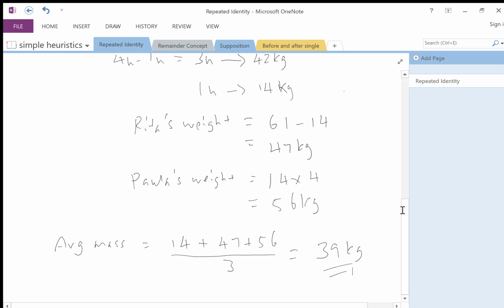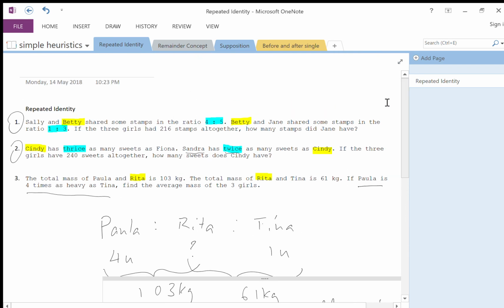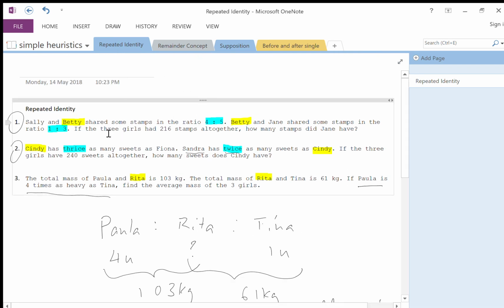kilograms. Right? So just to summarize again, this is a repeated identity type of question. There is usually one person who's being repeated in the 2 sets of ratio, and all you have to do is identify who it is, and you will be able to find the answer. That's all.